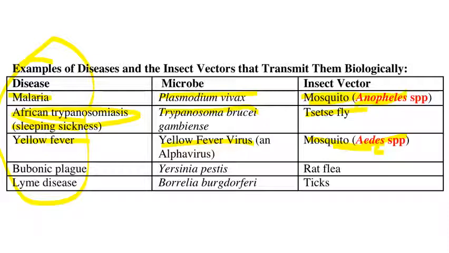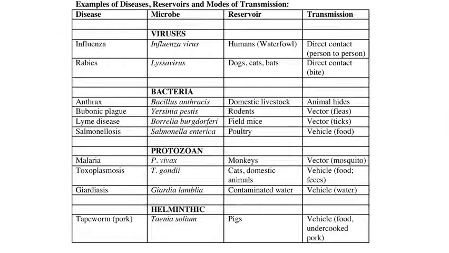And then the bubonic plague is something that killed half of the population of Europe. It's caused by a bacterium called Yersinia pestis, which is spread by a flea that is carried by rats. Lyme disease is caused by a bacteria called Borrelia burgdorferi, which is carried by a tick vector. And here is a list of some of the other important diseases that are around the world.